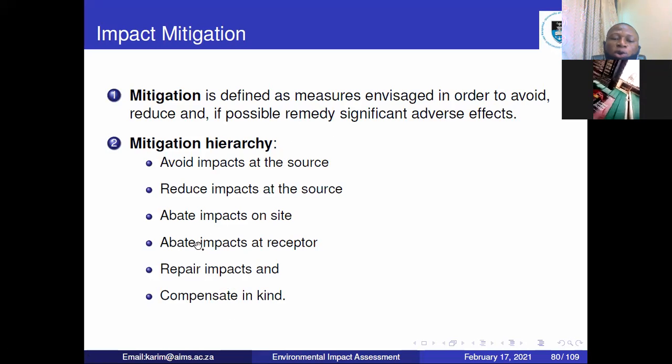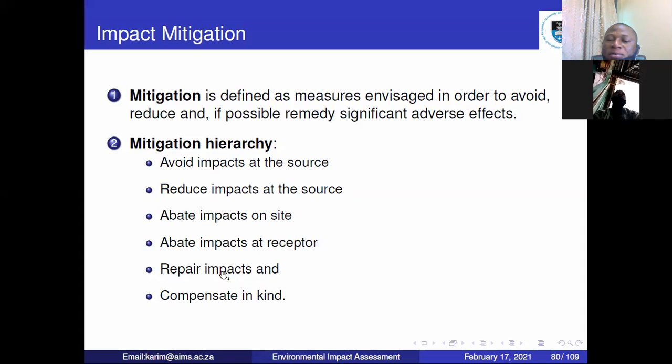Then you can also abate the impact at the receptor. So the receptor, where the impact is being received, you can reduce it there. Then you can repair the impacts. The impact has been created on the land already. So how do you rectify that? You have degraded the land. How do you restore the land back to its normal use? The water body has been polluted by your activities. How do you restore the water body to normality?